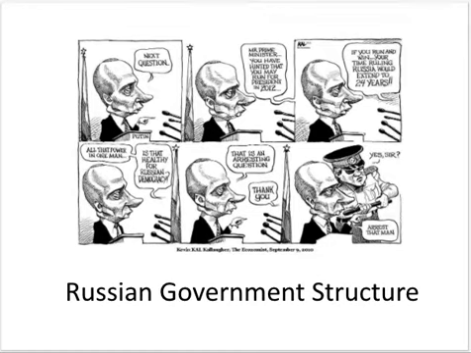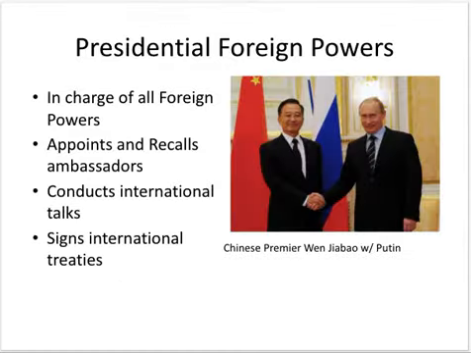Let's take a look at the Russian government structure. First off, we'll start with the president and some foreign powers that the president holds. The president has all the foreign powers to appoint ambassadors. They can recall the ambassador. Any international talks, deals, goes through the president, and the president can also sign treaties.